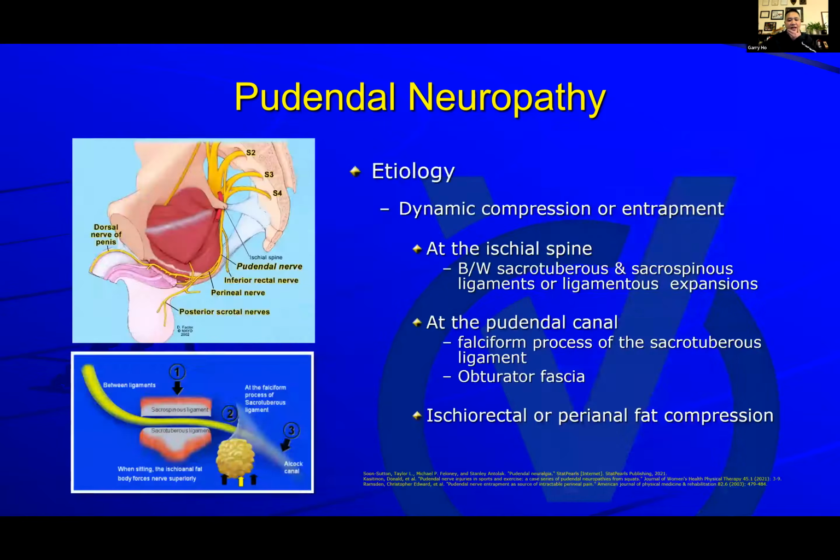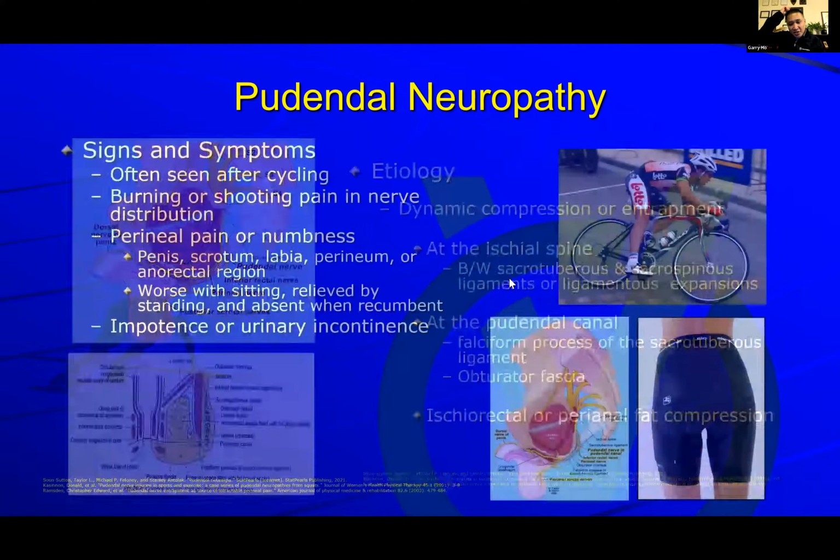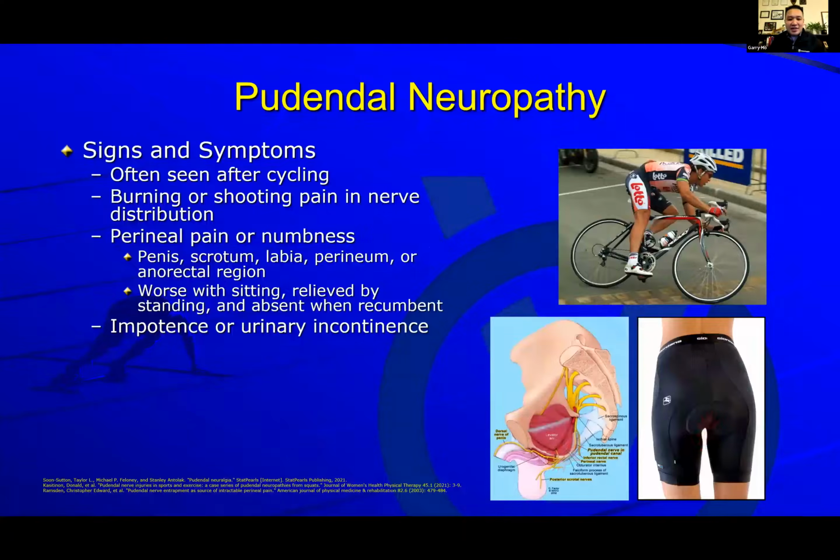So patients can get this compressed more often by repeated compressive insults from spending a lot of time on the bike, for example. It can get entrapped in between the ligaments at the ischial spine, but more common in our cyclists, it gets entrapped in Alcock's Canal because of compression of that ischiorectal fat, okay? And you can see how sitting on that seat might push on that ischiorectal fat, compressing on that pudendal canal right there.